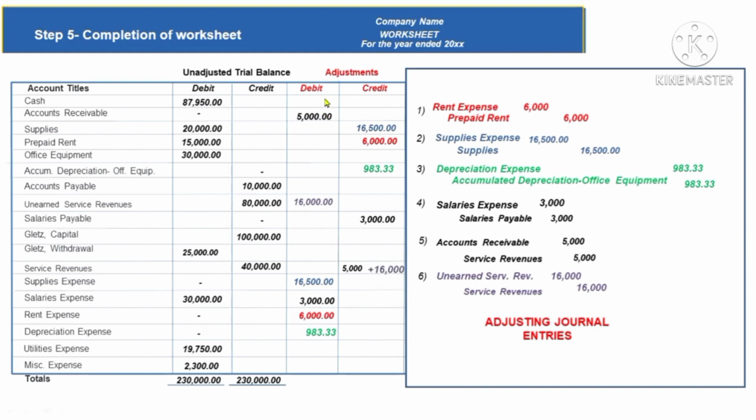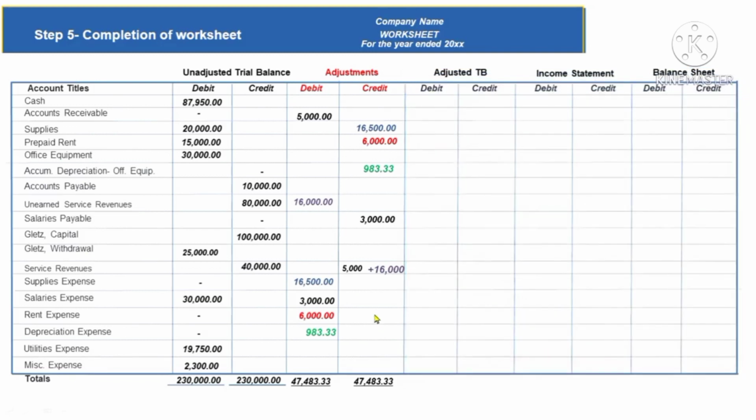But the third and fourth columns will never be complete if we are not going to add all the debits and all the credits. So the total for the debits is 47,483.33, while the credits is also 47,483.33. Now it's time to complete the rest of the worksheet. Let's fill up the fifth and the sixth columns for the adjusted trial balance. But how do we do that? You just have to summarize these four columns.